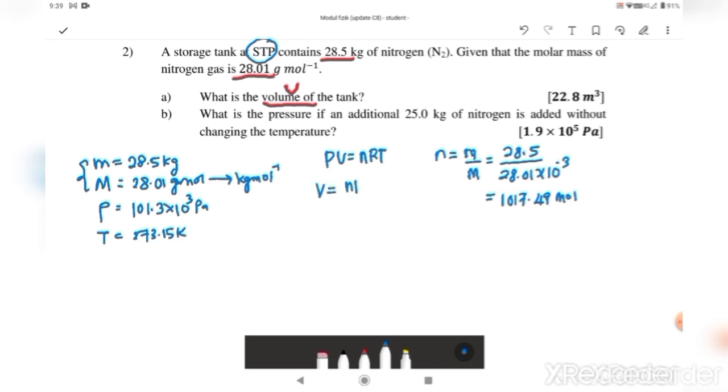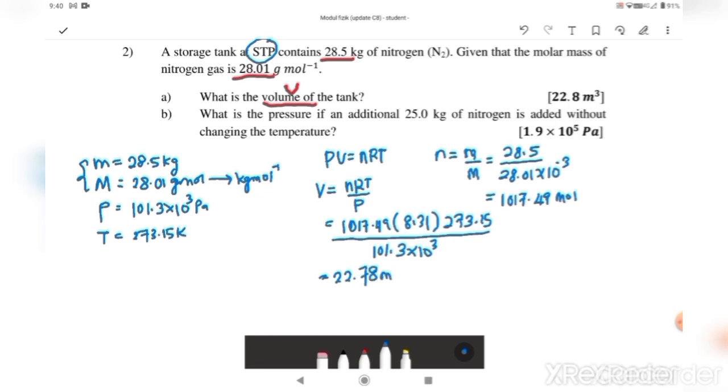After we have all the information, rearrange the equation to make V the subject, so we have V equals nRT over P. Substitute all the information given: number of mole is 1017.49, times R constant 8.31, times temperature 273.15, over 101.3 times 10 to the power of 3. After you calculate all this, the answer is 22.78 meter cube.